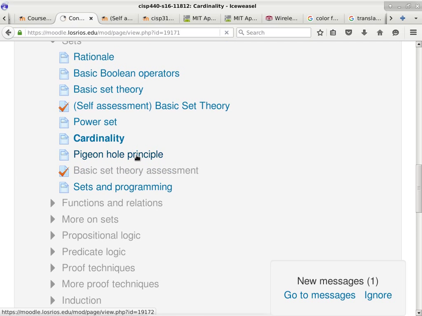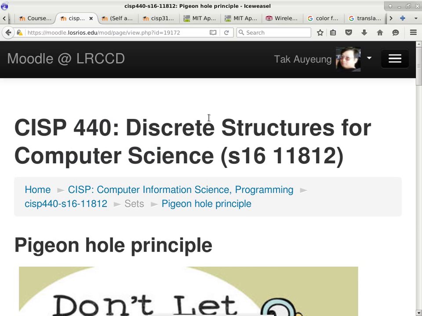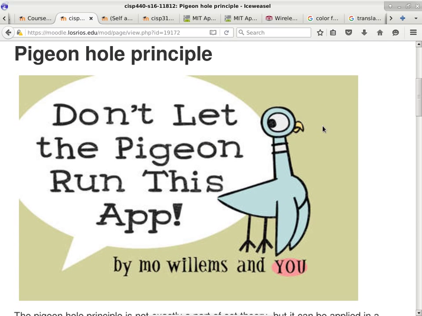All right, so now we have the pigeonhole principle, and I just have to pick a pigeon, and this turns out to be my favorite pigeon.